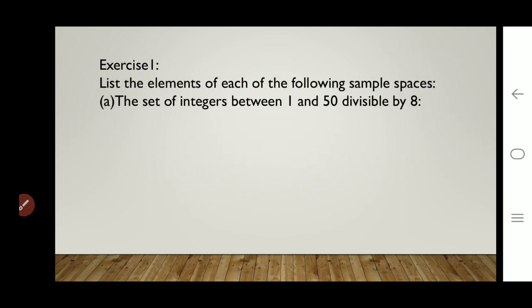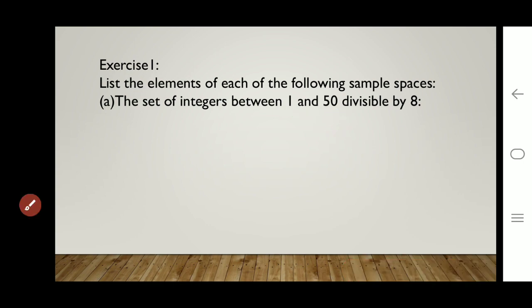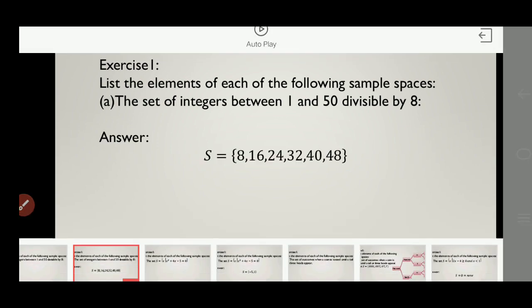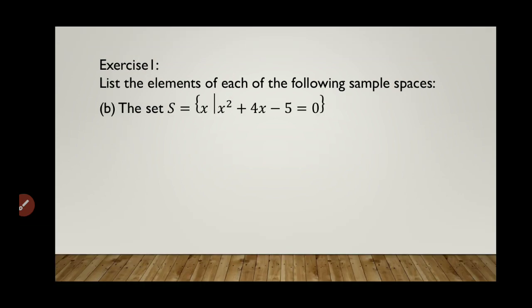So, for your exercise, list the elements of each of the following sample spaces. Yung kinoconsider nating sample space is the set of integers between 1 and 50 divisible by 8. So, identify nyo lang kung ano yung mga number sa loob ng 1 to 50 na divisible by 8. So, ano-ano nga ba yun? We have 8, 16, 24, 32, 40, and 48. Yun lang.